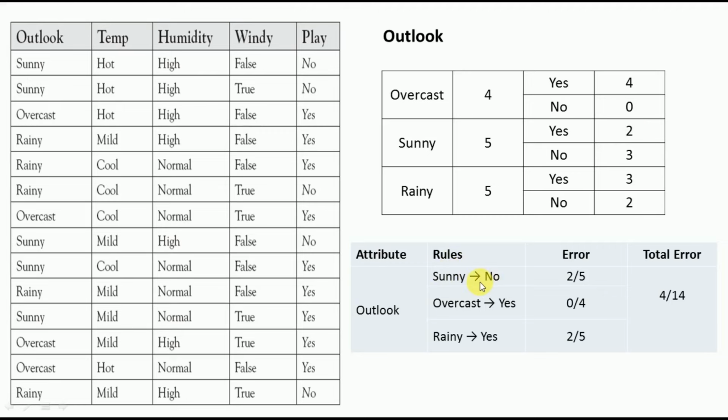decisions. So sunny is equivalent to no is the rule, and the error in this case is 2 by 5, because 2 incorrect decisions will be there. So 2 by 5, 2 out of 5: 3 are correct decisions, 2 are incorrect decisions. So we will get 2 by 5. Similarly, we can do it for rainy also.